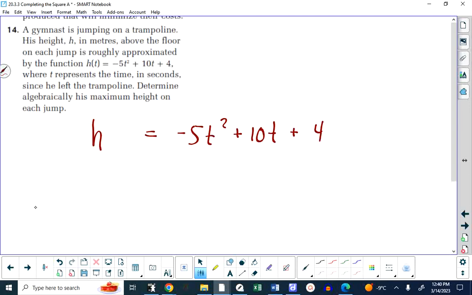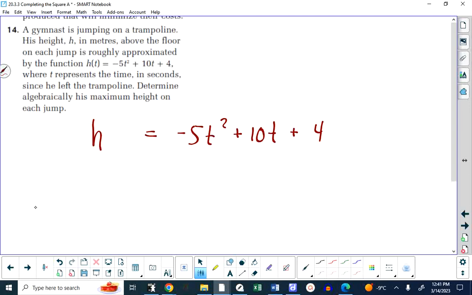I mention this a lot in my other courses I teach, even calculus class. Sometimes the function notation is important and sometimes it's not. We don't need to write h of t. All that h of t is saying is that the height is determined by the time, that's all. But h of t in and of itself is just height. So that's the formula. T represents the time in seconds since he left the trampoline.